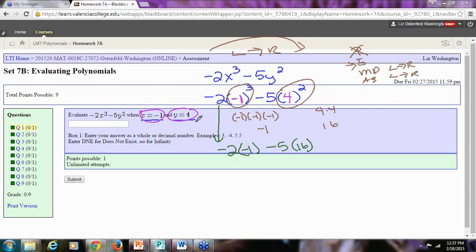Now all I have left is multiplication and subtraction. I have negative 2 being multiplied by negative 1, which is a positive 2. And then I have a negative 5 being multiplied by 16, which is 80. Since it's a negative times a positive, it's going to be a negative. And then my final answer is going to be 2 minus 18, which is negative 16. So again, I'm going to go ahead and type it in, make sure it likes me. Again, evaluating is just a fancy way to say plug it in.